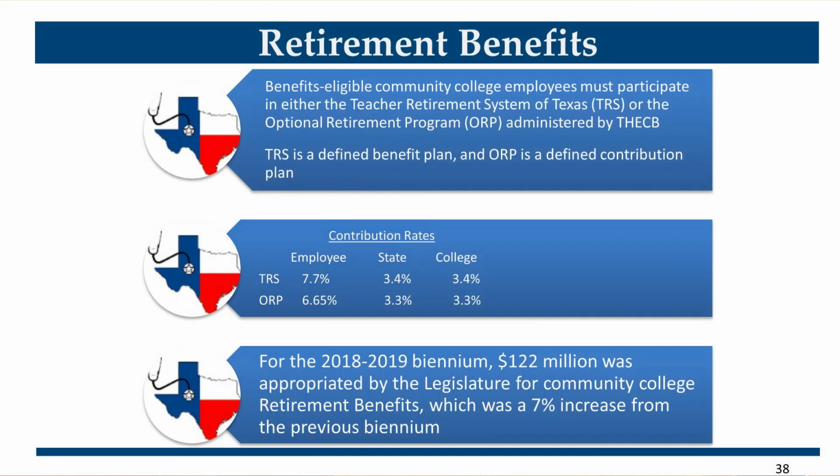The other is the retirement benefits. Community college employees must participate in either the Teacher Retirement System or the Optional Retirement Program. And TRS is a defined benefit plan, and ORP is a defined contribution plan. So most of our faculty in my institution belong to TRS. At one point in time, TRS interest rates were not so good, so people who had the option went into ORP. $122 million was appropriated by the legislature for community college retirement benefits, and that's a 7% increase from the previous biennium. And you know, retirement is a big issue right now on the plate for the state, making sure that that's a stable thing for the state of Texas. So that will continue to be discussed.